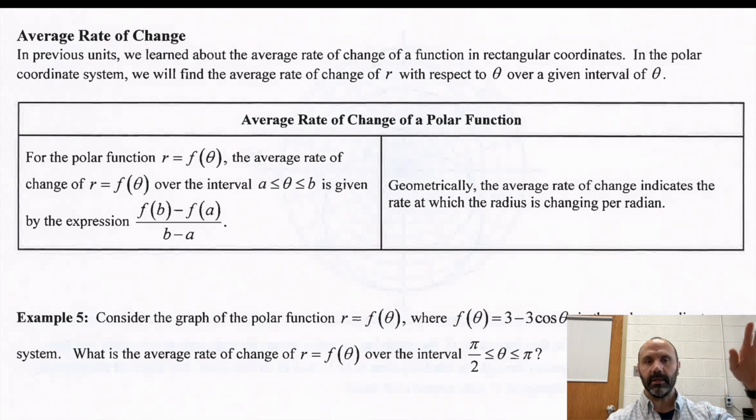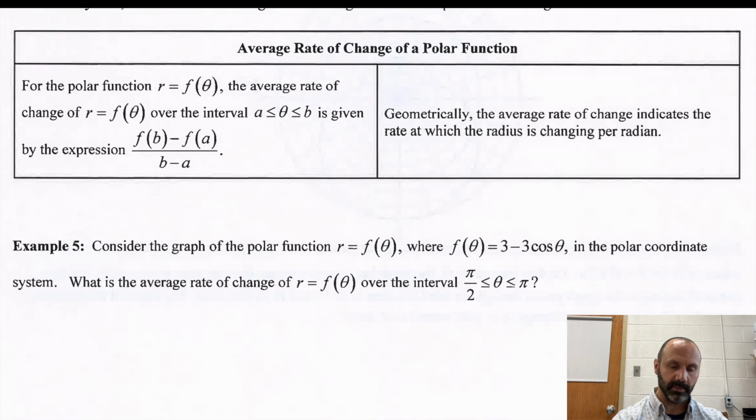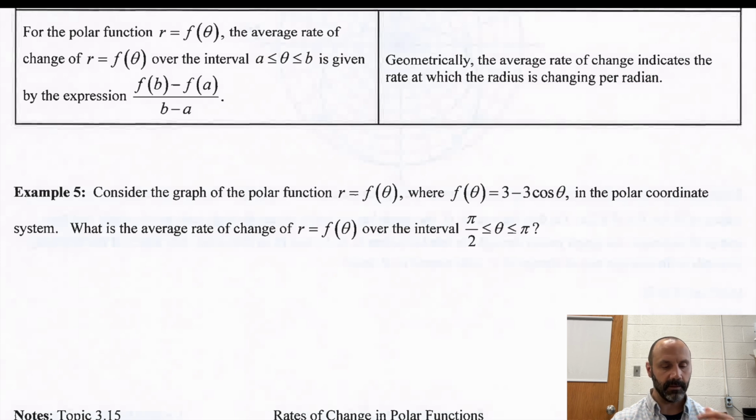f(b) minus f(a) over b minus a. You can think of that as rise over run. If you just connect the 2 points, the line there, what's the slope of that line? And so here is a polar function that they give us in the polar coordinate system. What is the average rate of change over the interval pi over 2 to pi? So we just plug the numbers in, and we're going to see how this turns out.